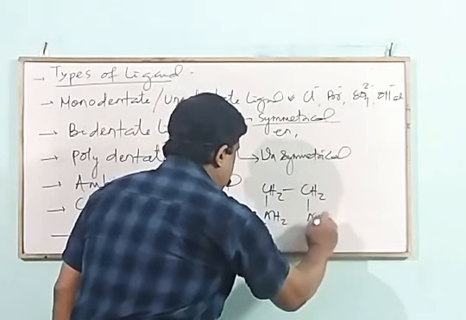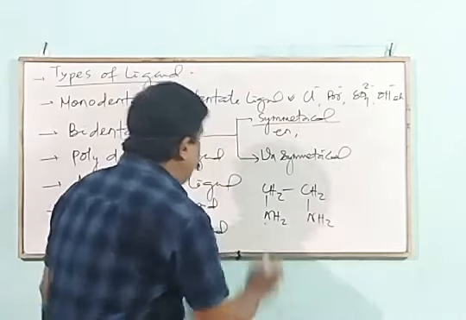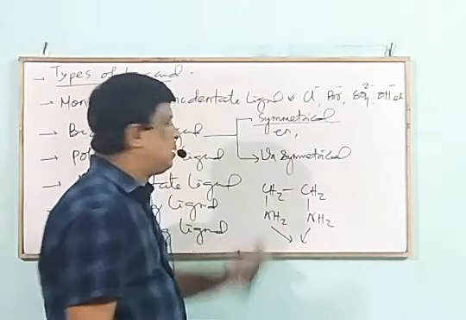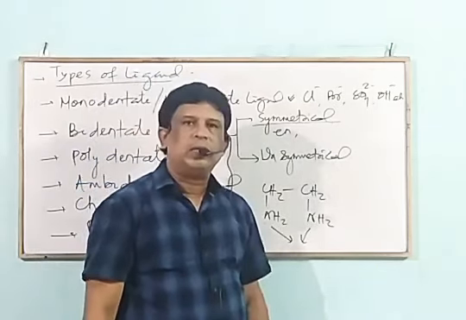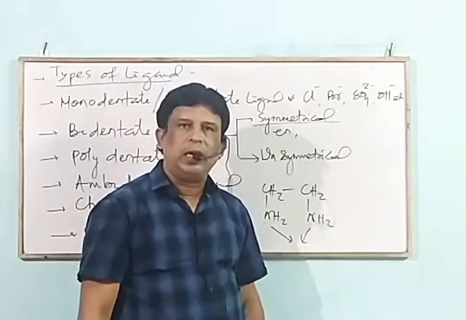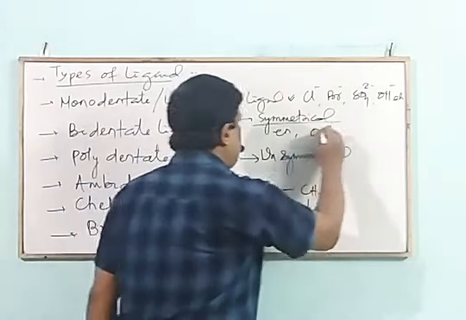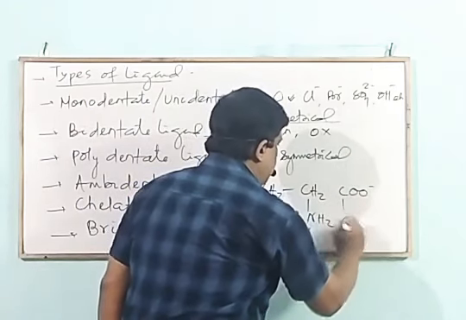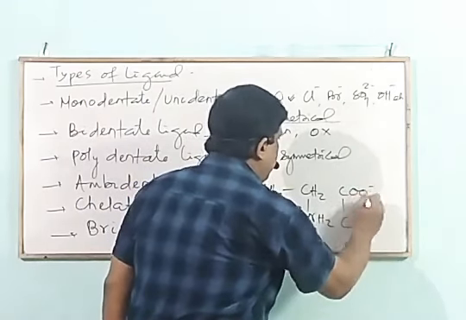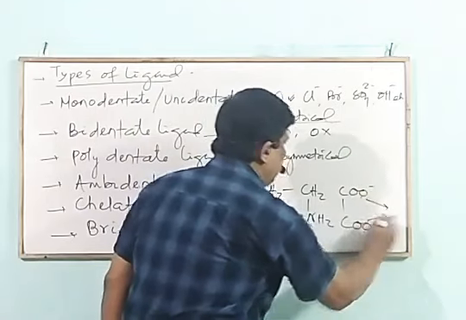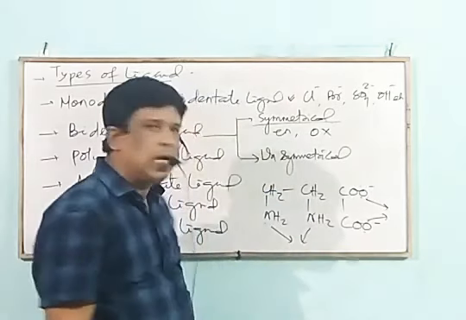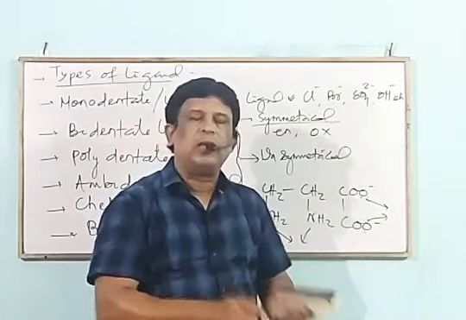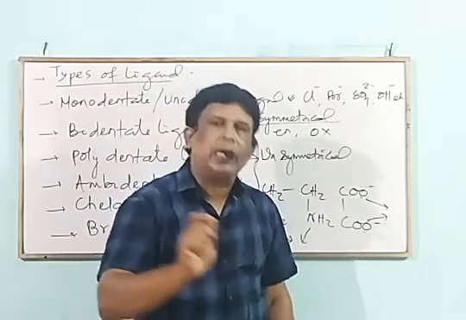For example, one example is en, ethylenediamine, mark that: CH2-NH2, CH2-NH2. Here the donor atom is nitrogen, and here the donor atom is nitrogen. Two are similar atoms, so it is known as symmetrical bidentate ligand. Another example is ox, oxalate ion, that is COO-, COO-. Here the donor atom is oxygen, and here the donor atom is oxygen. Since both donor atoms are similar, it comes under symmetrical bidentate.